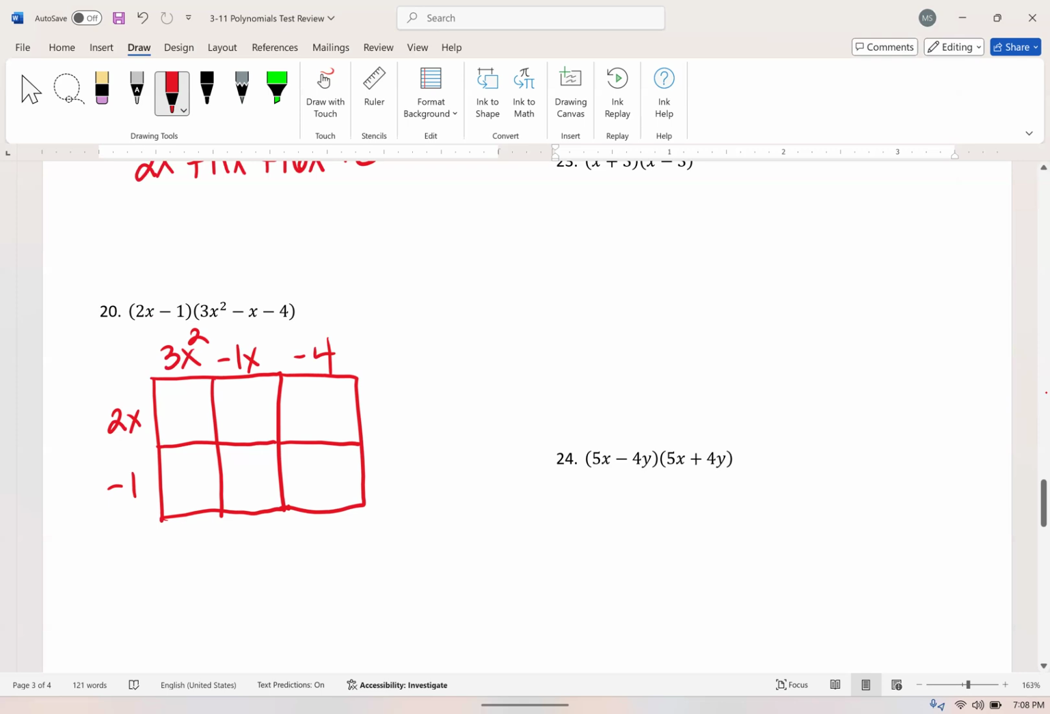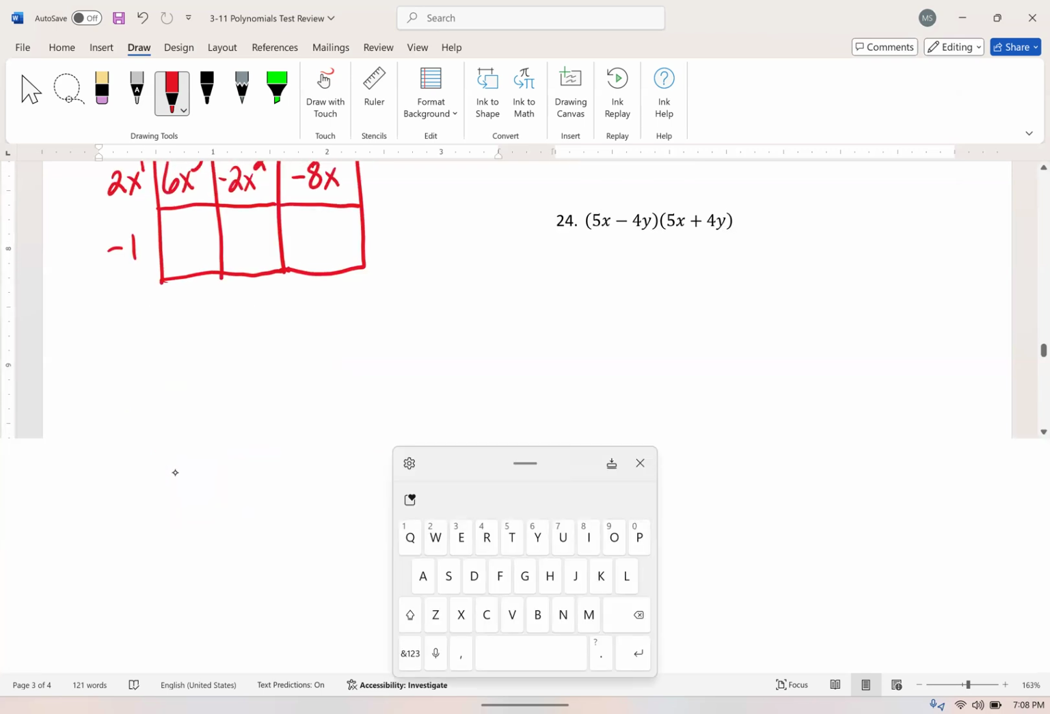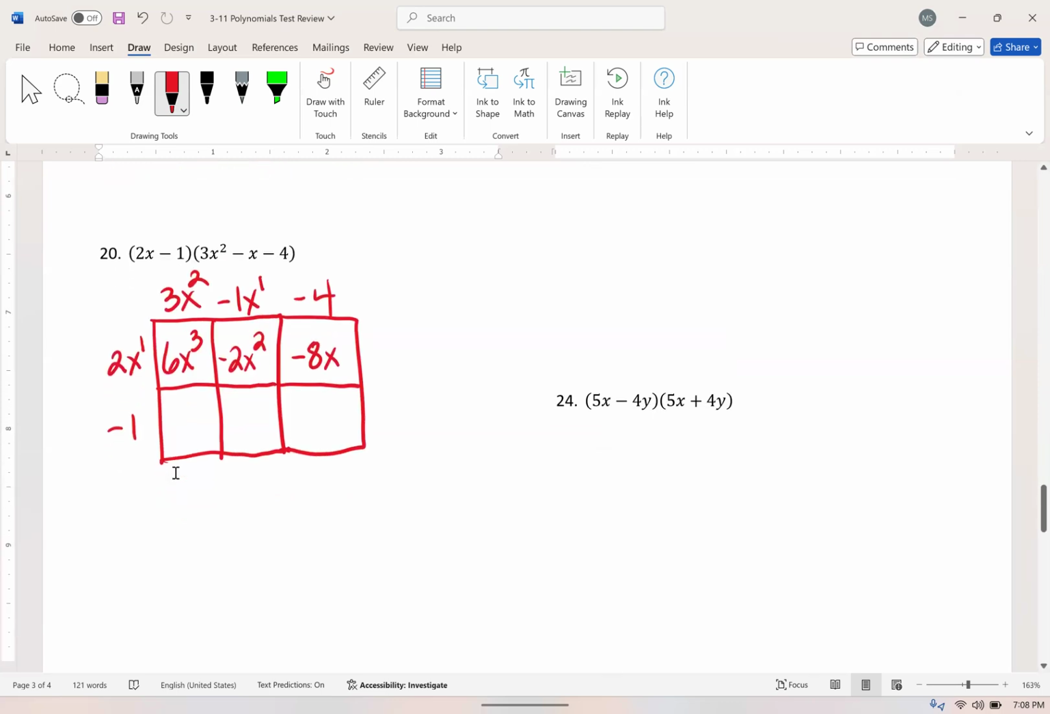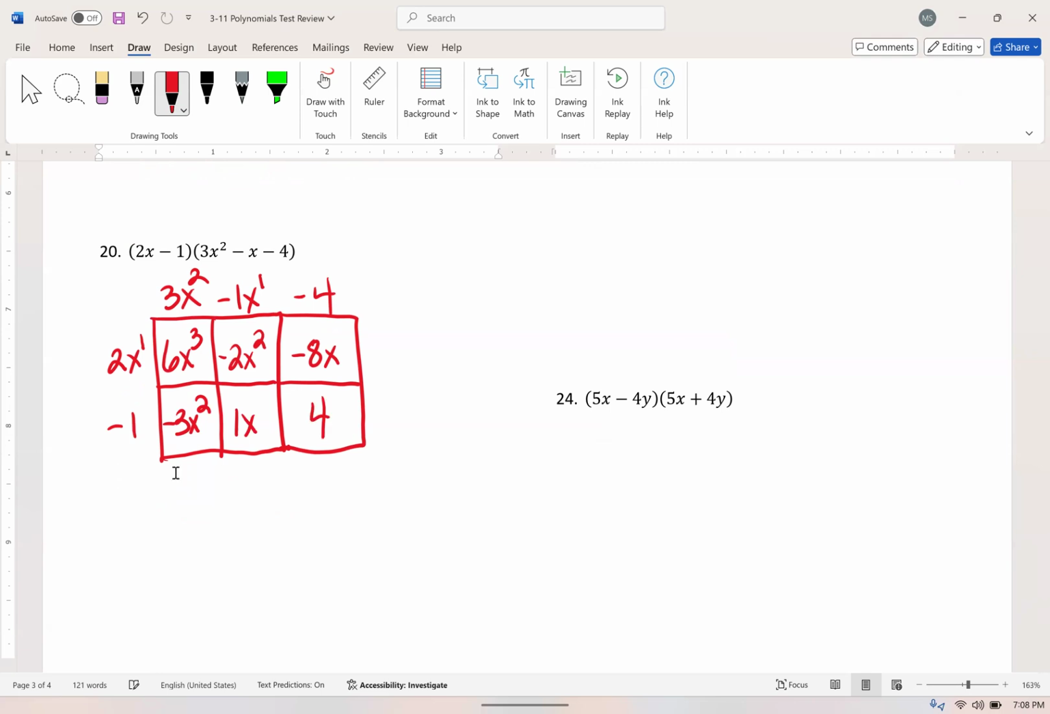2x times 3x squared is 6x to the third, because remember there's a 1 there. 1 plus 2 is the 3. Same thing here, there's a 1 here. So 2x times negative 1x is negative 2x squared. 2x times negative 4 is negative 8x. Negative 1 times 3x squared is negative 3x squared. Negative 1 times negative 1x is a positive 1x. And negative 4 times negative 1 is a positive 4.